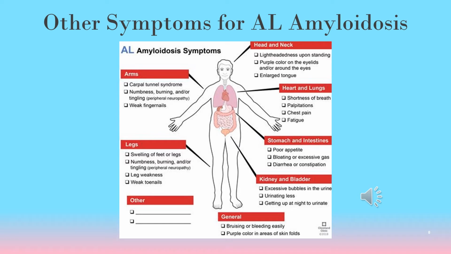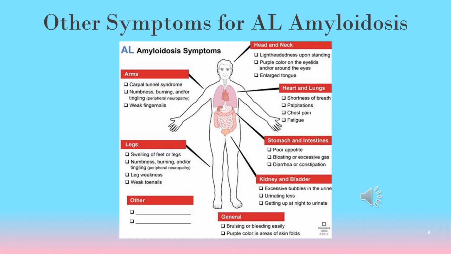Then if you look down below that to the legs, it talks about the swelling. It talks about the numbness and the burning and all in the feet as well. It talks about leg weakness. You can just feel like your legs are going to go out from underneath you. That can be an indication of a problem with the back too, but it can also be a problem with your legs, feeling like they're going to go out and not be able to hold you up. Weak toenails, breaking and tearing of the toenails is a sign.